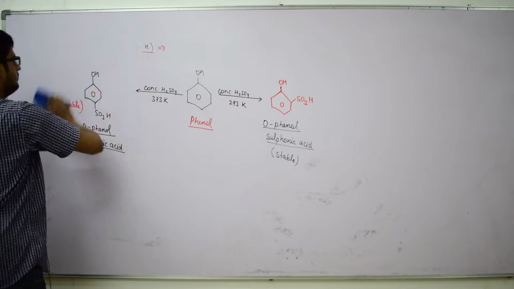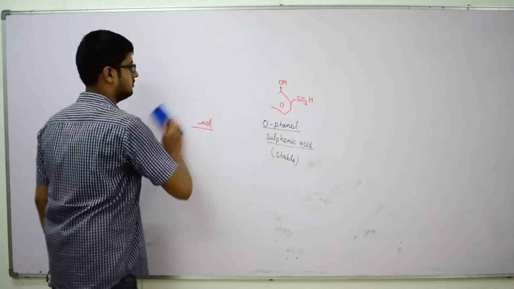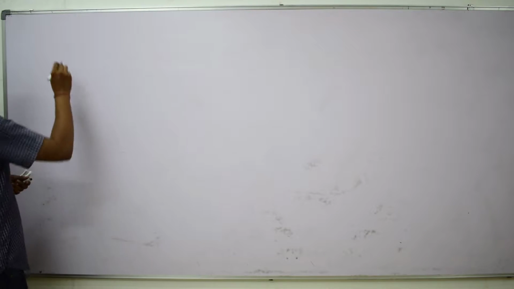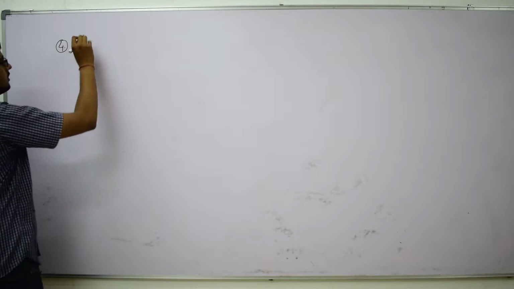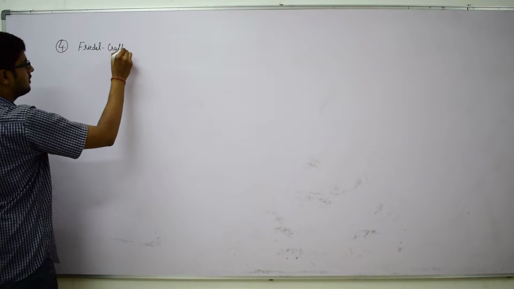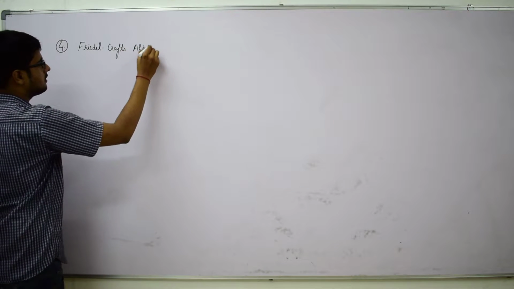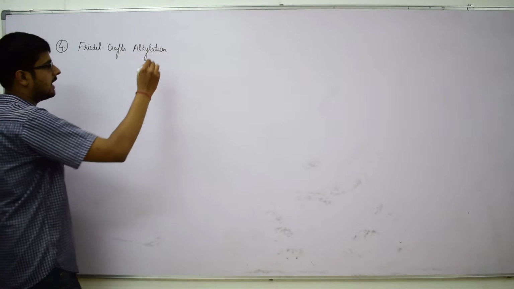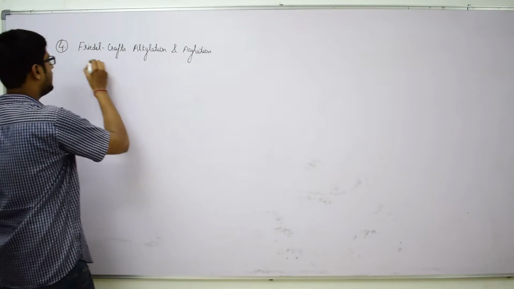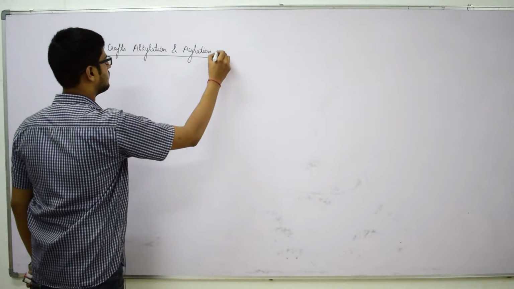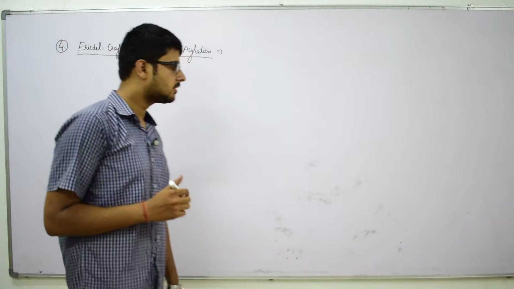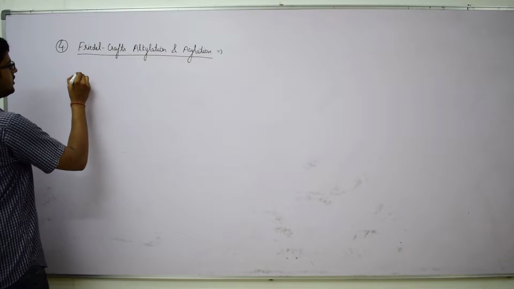Now, the fourth reaction is Friedel-Crafts alkylation and acylation. So, we have to discuss both the processes, that is alkylation and acylation. Let us see the first case of alkylation.